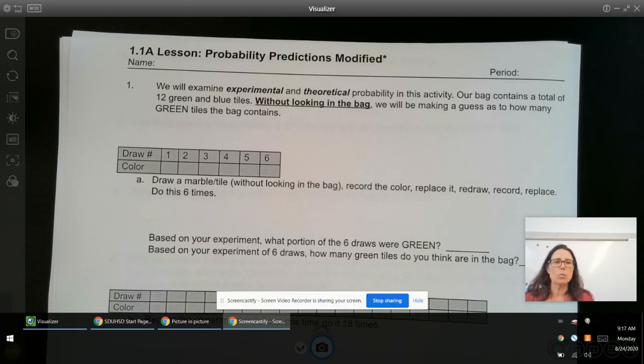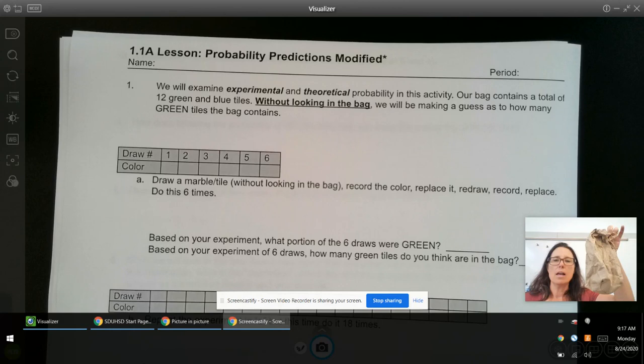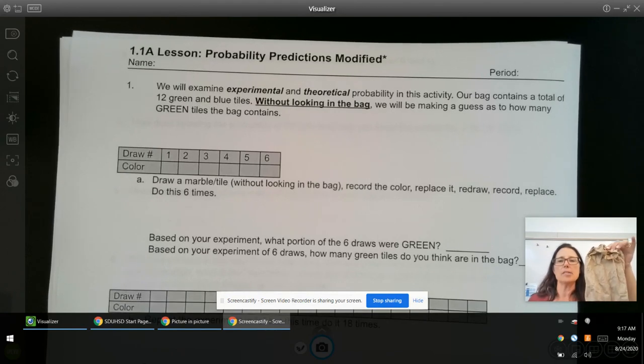Right, guys. So in the 1.1a lesson, we're going to be examining experimental and theoretical probability in this activity. I have a bag here, and in this bag, I have a total of 12 green and blue tiles. I'm not looking in the bag. I'm going to make a guess as to how many green tiles the bag contains. So I'm going to draw.